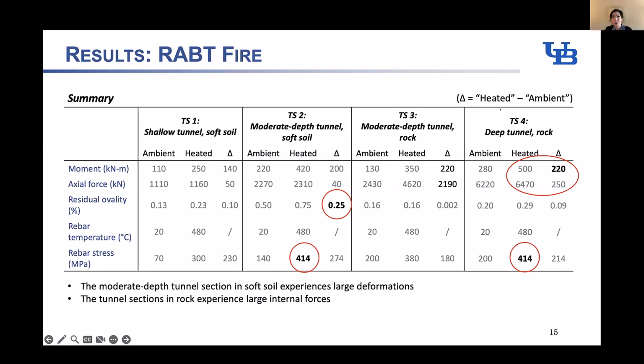In 2 of these tunnels, none of them failed, by the way. This is rapid fire: moderate versus deep tunnel in rock, and moderate in soft soil. In these 2 cases, the rebar yielded. In the moderate depth tunnel in soft soil, it's yielding mainly because of large deformations. This case experienced the largest deformations, whereas in the deep tunnel in rock, you don't get deformations because you're in a rock section. But because you can't release those deformations, forces and moments build up that lead to yielding of the rebar. So these 2 cases gave us an indication that they might be critical.